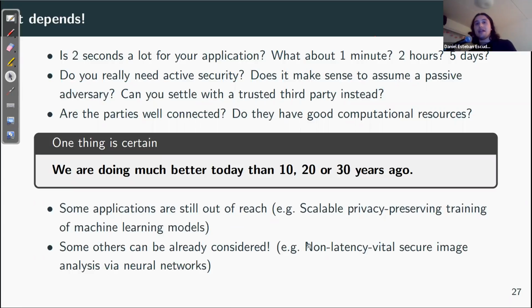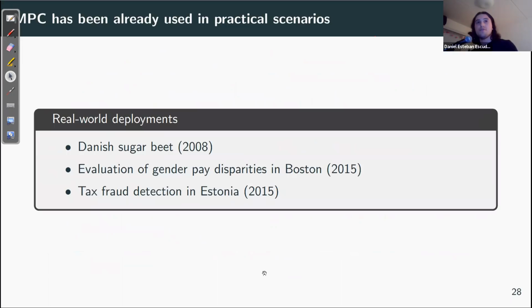An example that I wanted to discuss is secure image analysis via neural network. Say you want to predict whether an X-ray of some organ shows cancer or something. You can do it with a neural network, for example. And if you don't care about the prediction taking 5 seconds or 10 seconds, which of course makes sense, the doctor can wait for 5 seconds, then we actually have solutions for that. So it all depends on the application.